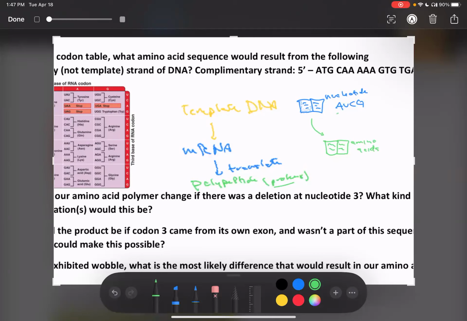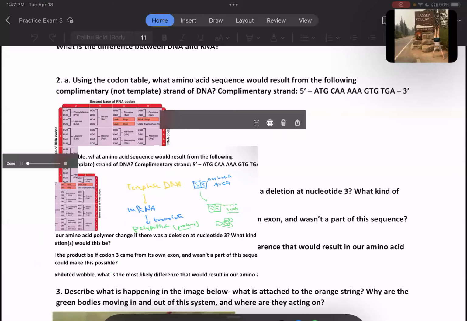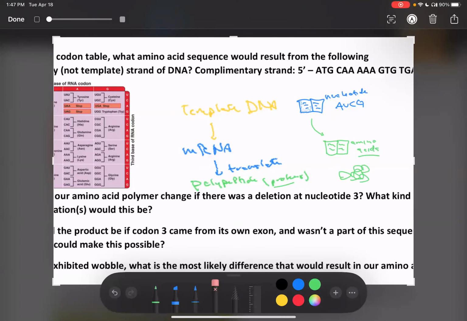We're no longer writing in nucleotides, but we're writing in amino acids that get strung together and maybe folded up in weird ways to make proteins. And that is what translation is. We're changing our language. We're no longer using nucleotides, we're using proteins. So that's how you can keep those straight. So that's what we're doing.